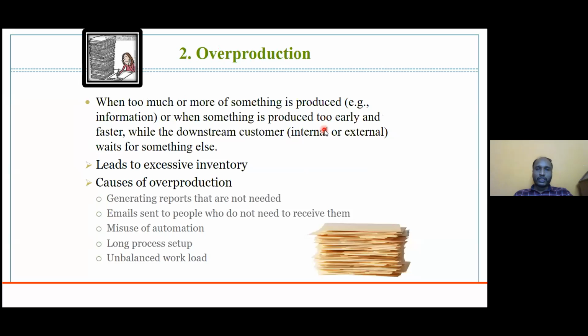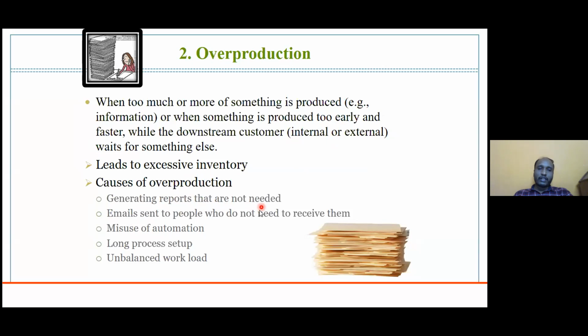Second is overproduction. When too much of something is produced, that is called overproduction. Whatever the customer order is, we have to plan accordingly and produce to the requirement only. Any excess is called overproduction. Overproduction will affect our inventory performance, and it will accumulate unnecessary space in our production area also. These are the reasons to avoid overproduction.